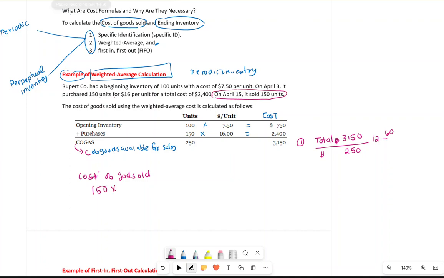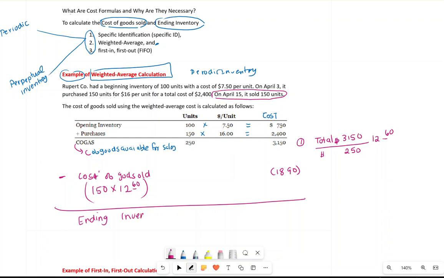So if I'm using a weighted average, I will sell it at the weighted average price. So my cost of goods sold will be 150 units at $12.60, which gives me $1,890. So cost of goods available for sale minus your cost of goods sold, what would that give me? It will give me my ending inventory. So my ending inventory will be $1,260.